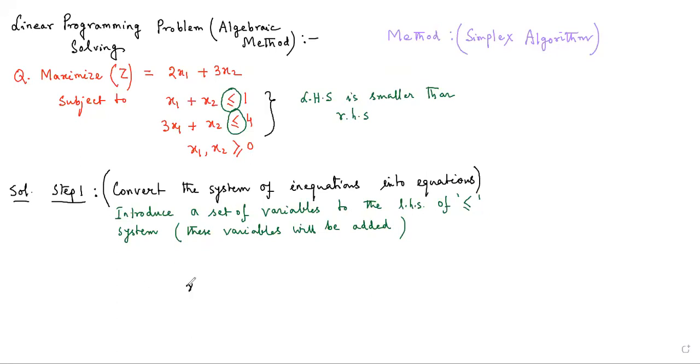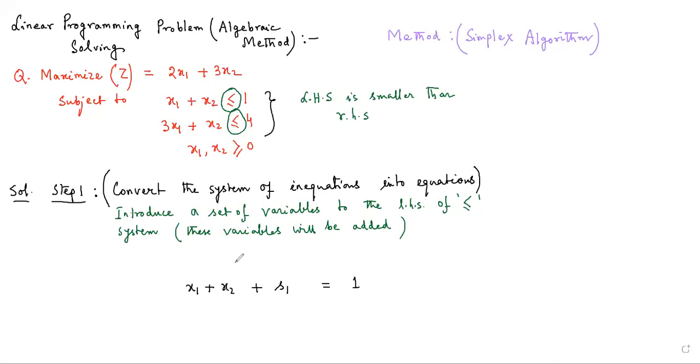So I'm going to add a variable to x1 plus x2. I'm going to introduce another variable which is s1. And now I'm assuming that once I add s1, the system is balanced. This is the mathematical rule. And I'm converting the lesser than type inequality into equality. So that is my first job.